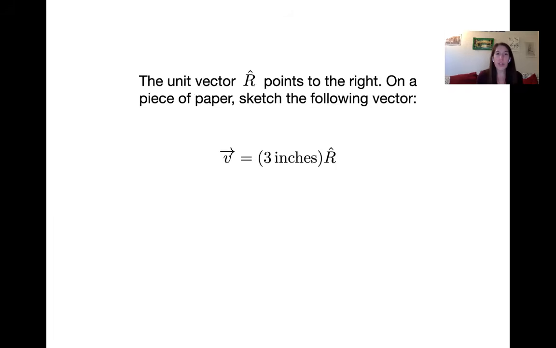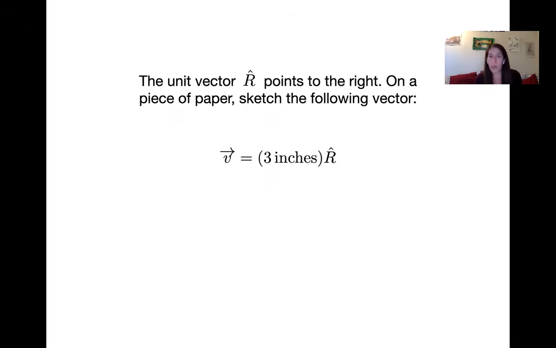So what I'd like you to do is to try this exercise. I'm defining the unit vector r hat as being a unit vector that points to the right. And again, because it's a unit vector, you know that it has length 1. Now what I'd like you to do is on a piece of paper, sketch the following vector. So pause the video here and try that at home.